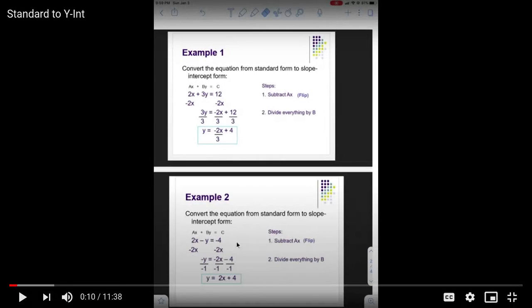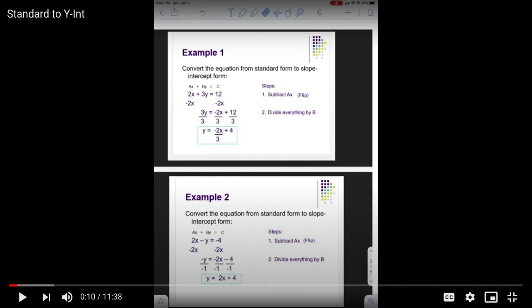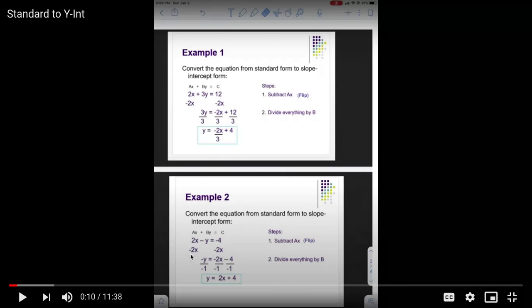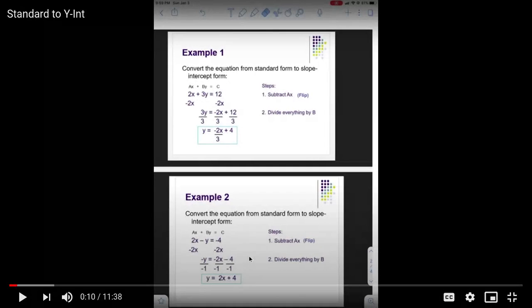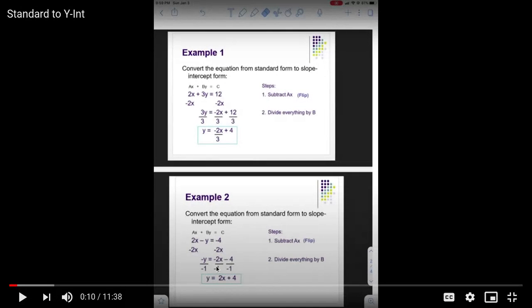Down here I have another example. You see I have 2x minus y is equal to negative 4. So we're going to do the same thing. Subtract that x expression, so minus 2x on both sides. And here you can see that that gives me negative y, because remember I have to leave that minus sign. And then that will give me negative 2x, and then I have the minus 4 over here still as well.